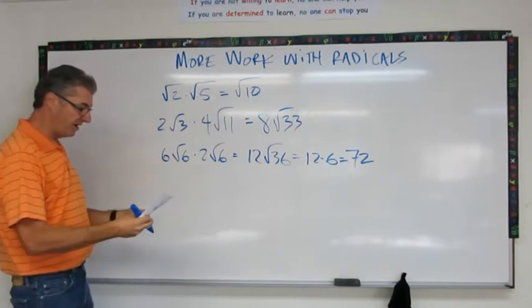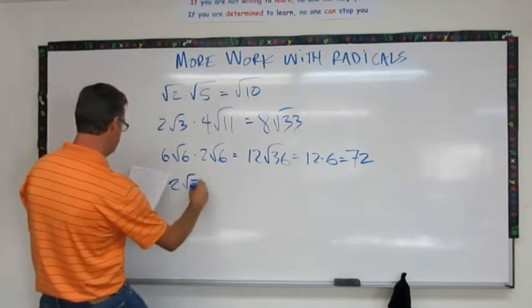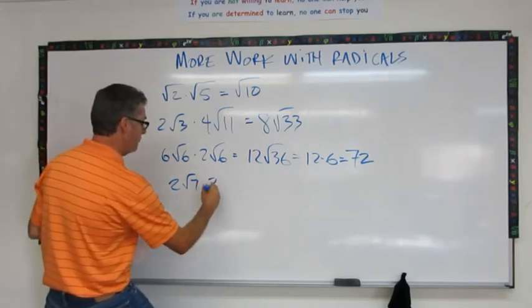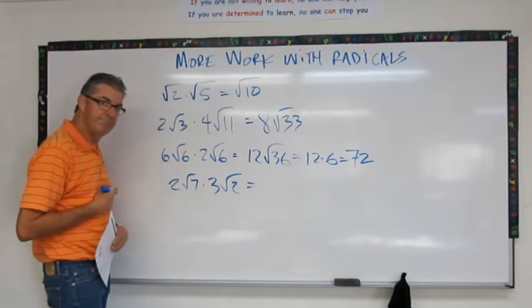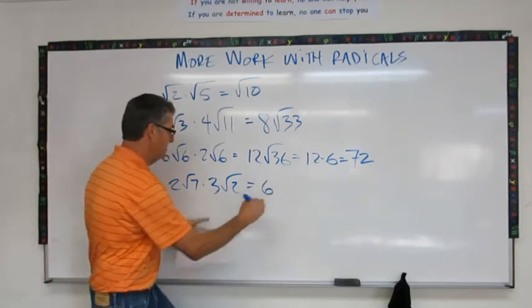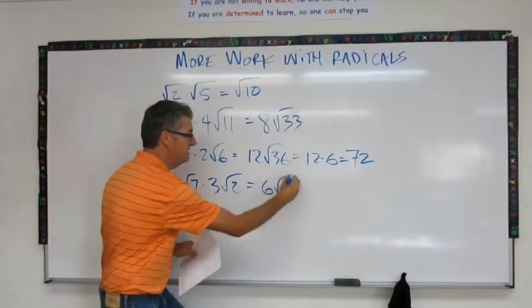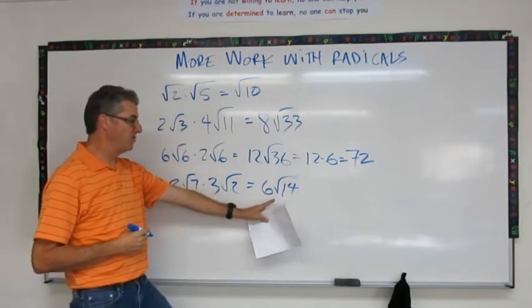Okay, let's do another. Actually, I'm going to give you one to try. 2 root 7 times 3 root 2. Pause the video. Okay, let's see how you did. 2 times 3 is 6. 7 times 2 is 14. Take a look at root 14. Perfect square? Nope, you're done.